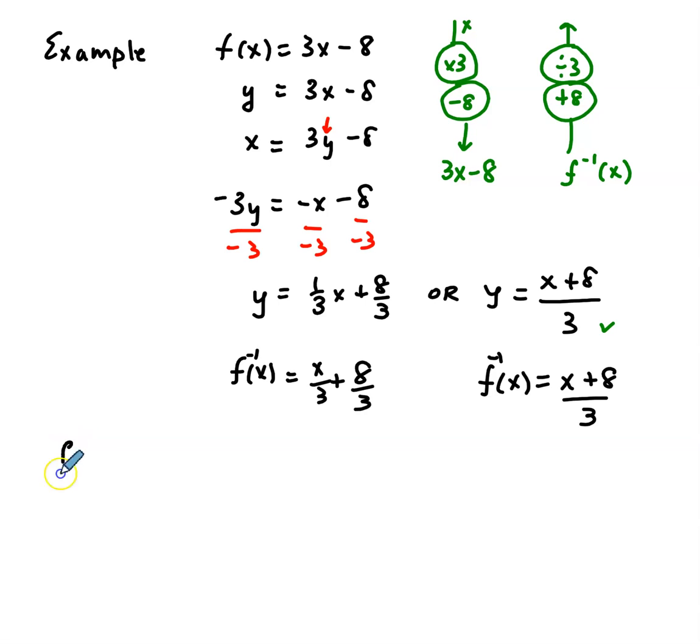So if we're asked to find f inverse of negative 4, then we would choose which version we want. I personally like the second one, and so I would substitute in my negative 4 in the x position. So negative 4 plus 8 is 4, giving me 4/3. So using the inverse function at the position negative 4, that tells me that I'm in position 1 1/3.